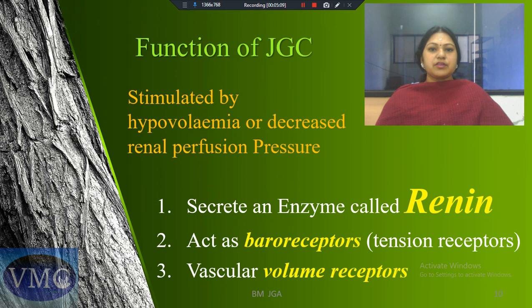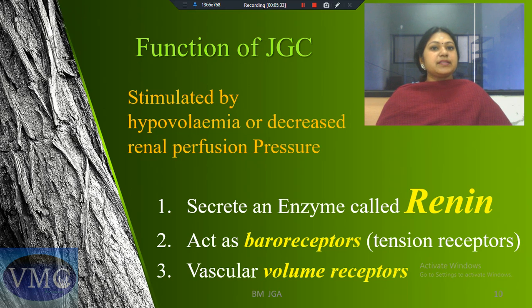What is the function of the juxtaglomerular apparatus? They have zymogen granules which secrete renin in response to the sympathetic discharge. They are highly innervated by your sympathetic nervous system. So what should be the function? As I told you already, they regulate your extracellular fluid volume, as well as the blood volume and your blood pressure. So what could be the stimulus?